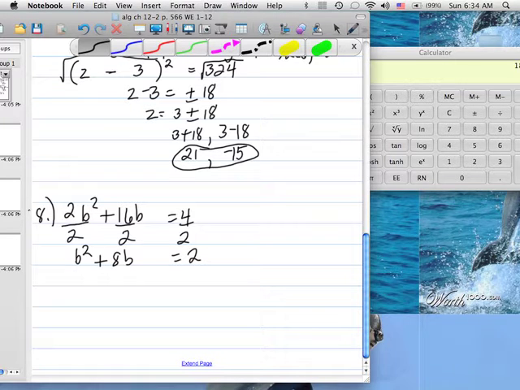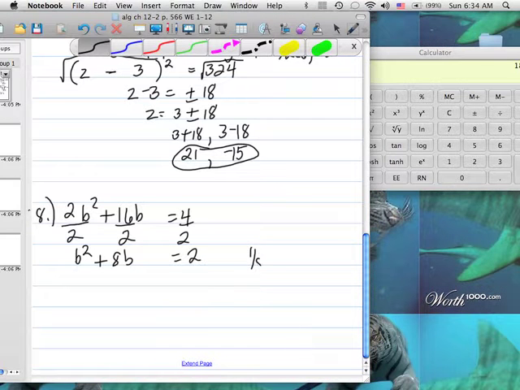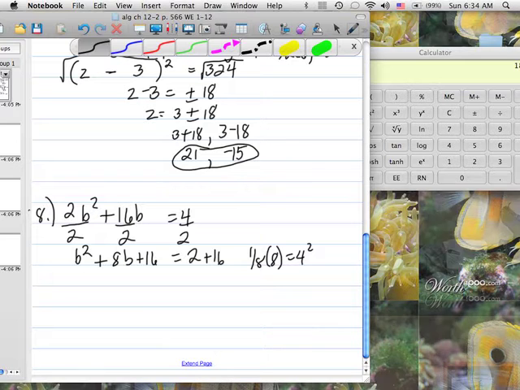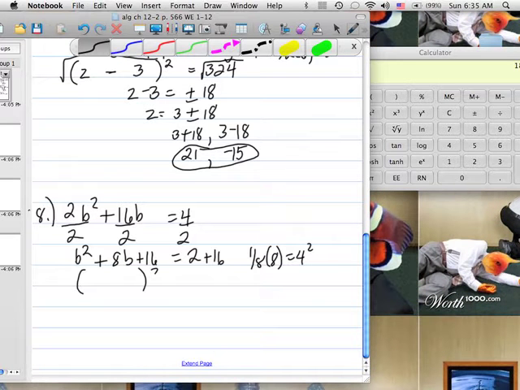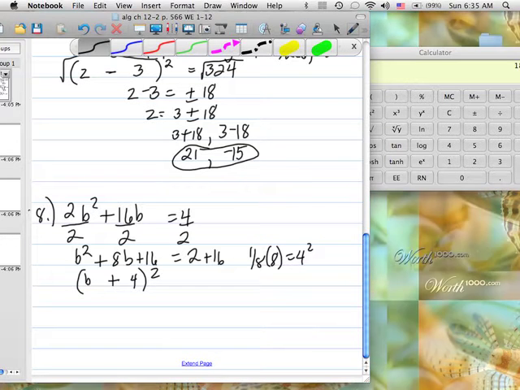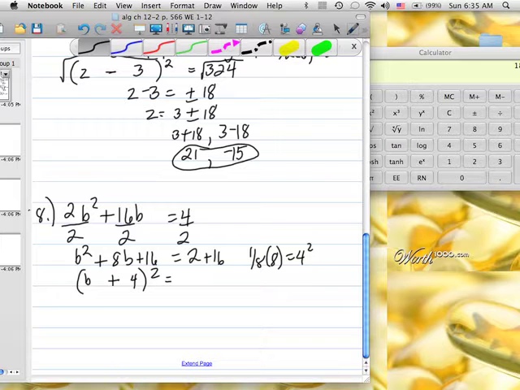Now I can complete the square. I take half of 8, which is 4, and square it, and that's 16. So I add 16 to both sides. This is a perfect square trinomial now. So the square root of b squared is b. The square root of 16 is 4. The middle is plus. And 2 plus 16 is 18.